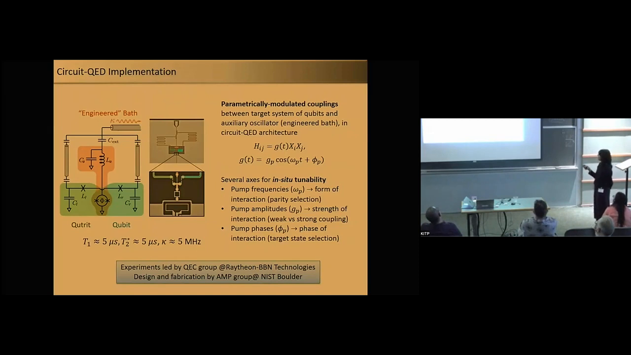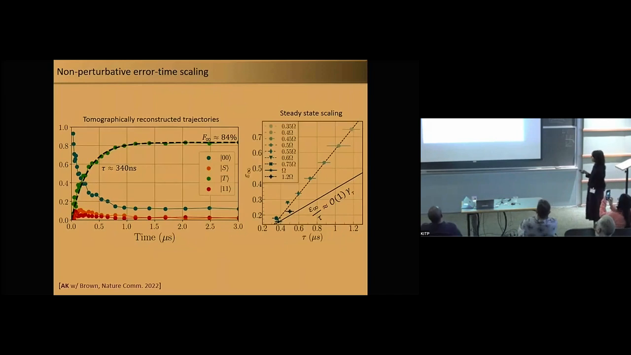And interestingly, given a fixed parity manifold using this phi sub p, you can also choose which target state, like whether it's a singlet or a triplet or any arbitrary odd parity state, can be stabilized. In fact, they were able to do this experiment. These are tomographically reconstructed trajectories.